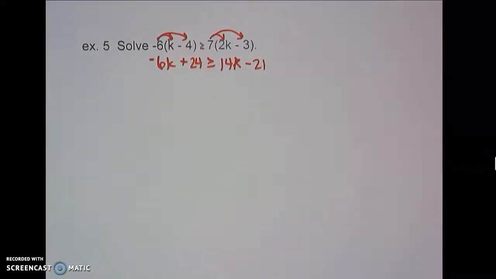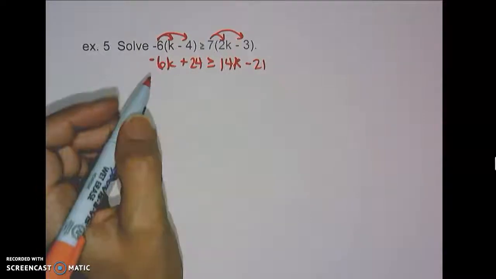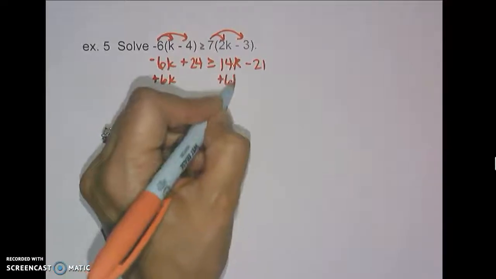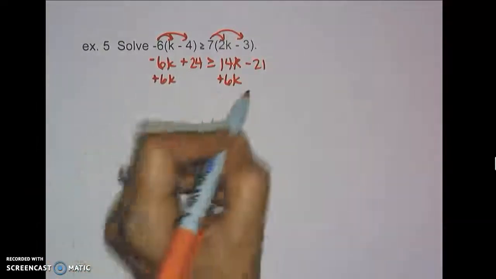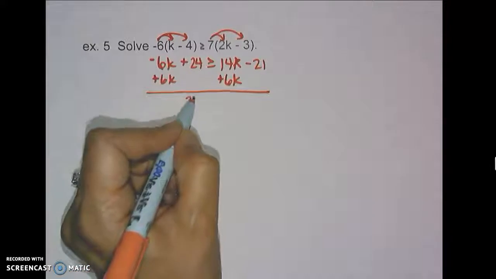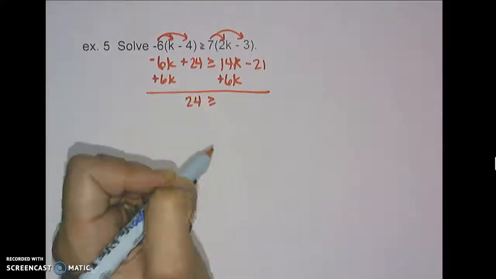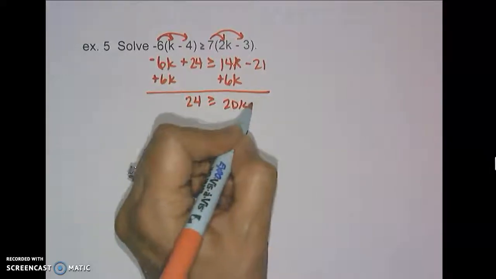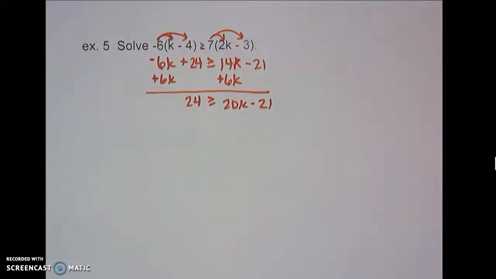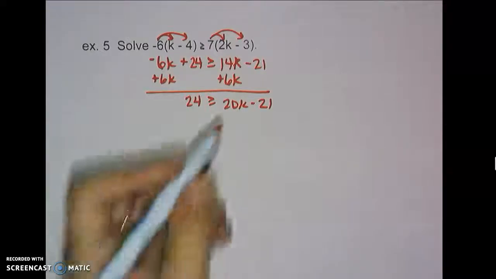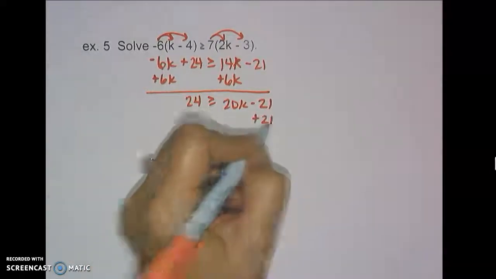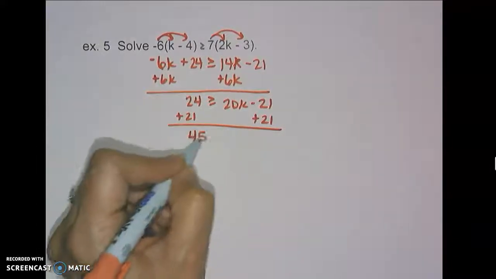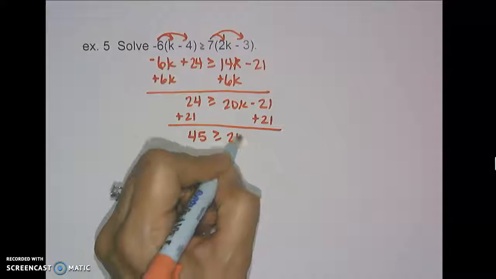So as we go through here, I'm going to choose to add the 6k first to get a positive coefficient with your k's. You don't have to do that, but I think it makes the most sense to do that. 14k plus 6k gives us 20k. We still have the -21. To move along to get k by itself, we're going to add 21 to both sides. So that's going to give us 45 is greater than or equal to 20k.